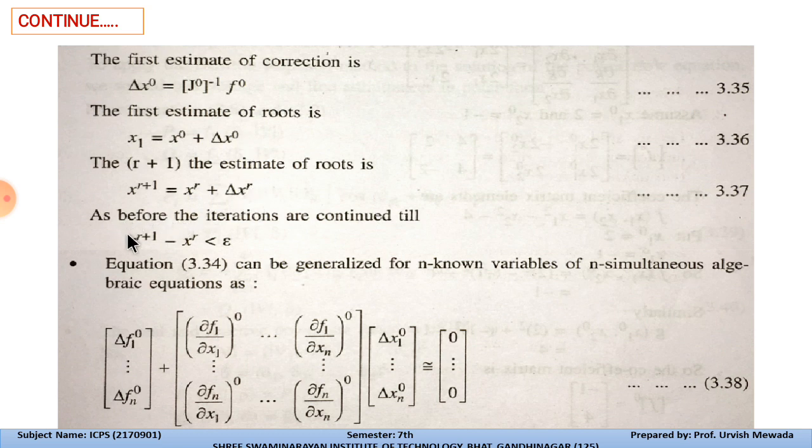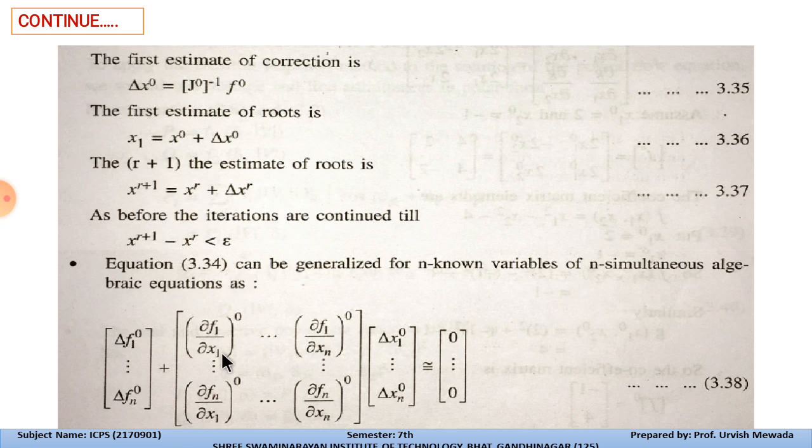where r is the number of the iteration. Now as before, the estimations are continued till the condition is satisfied, that is x raised to r plus 1 minus x raised to r is less than epsilon, where epsilon is the tolerance of the iteration that we found using the Newton-Raphson method.